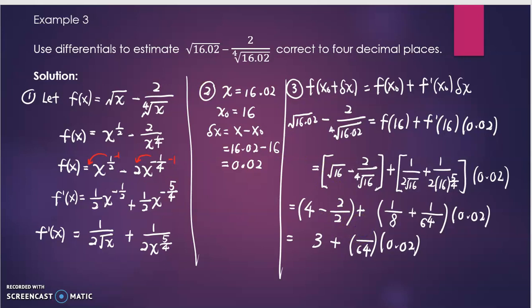So here is 9. Finally, 9 over 64 multiplied by 0.02 plus 3. So our final answer correct to 4 decimal places, so it's 3.0028. So here is our answer correct to 4 decimal places.